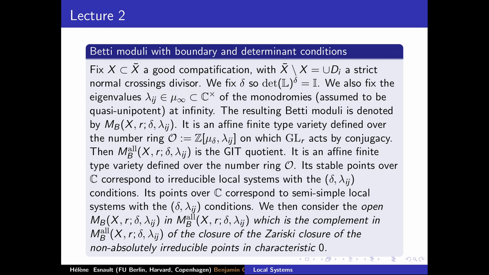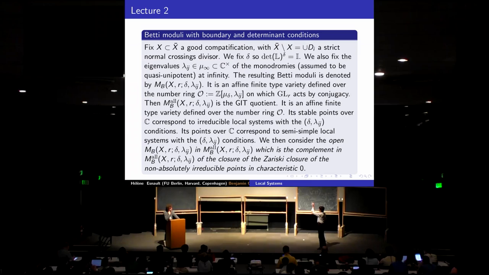We then consider, and that's going to be a notation for the time to come, the open subset inside of this big moduli space which contains irreducible points and non-irreducible ones. We consider the open M_B here, which is the complement in this big moduli space of the Zariski closure of the non-absolutely irreducible points in characteristic zero. In fact, this nice formulation is due to Ben yesterday. He said it's better to express it like this.